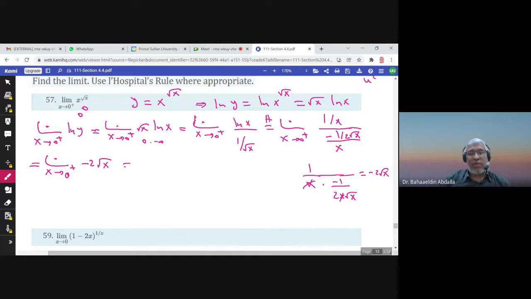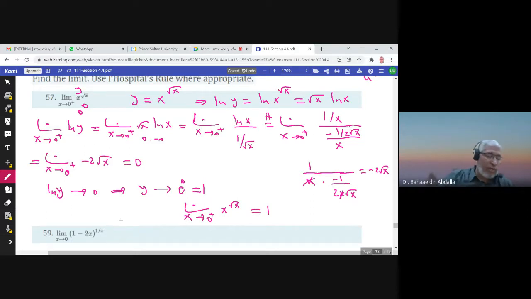When you replace x by 0, you get 0. So ln y goes to 0. Hence y goes to e to the power 0, which is 1. So limit x to the power square root of x when x approaches 0 from the right is 1.